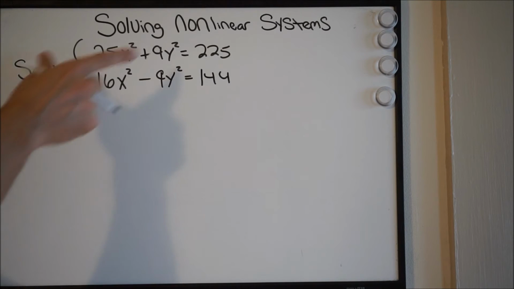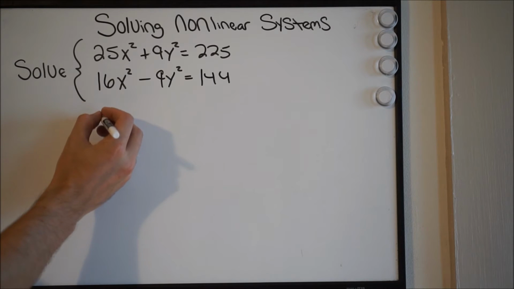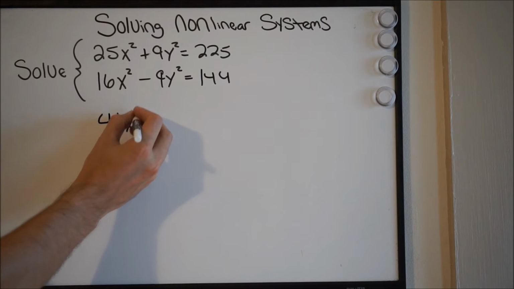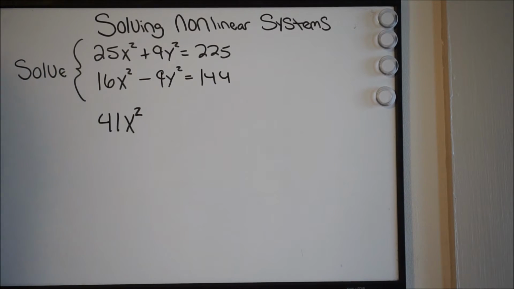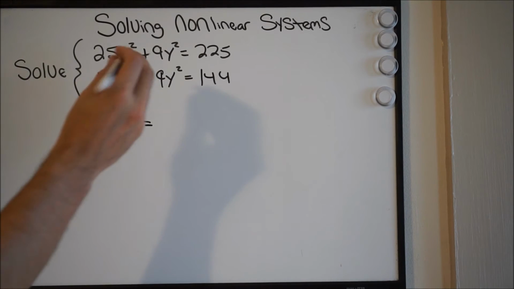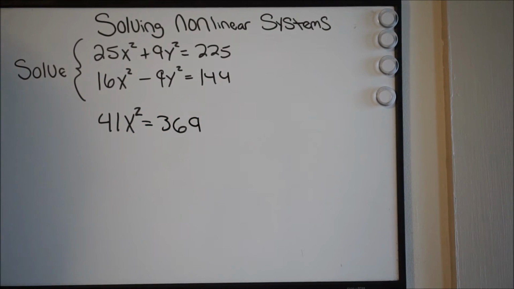All we're simply going to do here is add. So we're going to do 25x squared plus 16x squared. That's going to give us 41x squared. Right here, a positive 9y squared and a minus 9y squared simply cancel out, so we don't have to write it. Then we have equals 225 plus 144, which gives us 369. Then we're simply going to divide both sides by 41. 369 divided by 41, and we get 9.